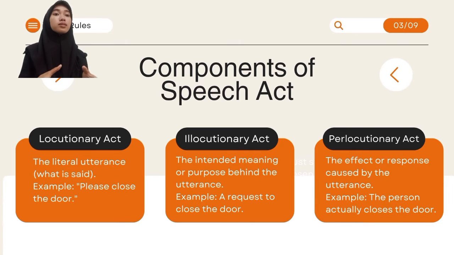The words that are spoken, this is the basic act of producing a sentence. For example, if I say, please close the door, the locutionary act is simply the act of saying these words. It is about the literal meaning of the statement without any additional interpretation.